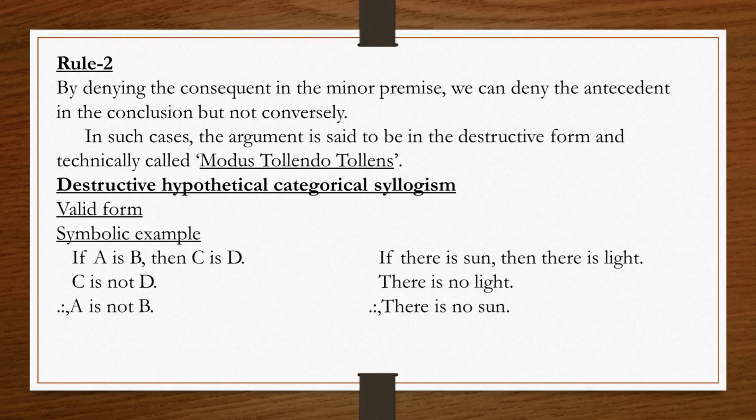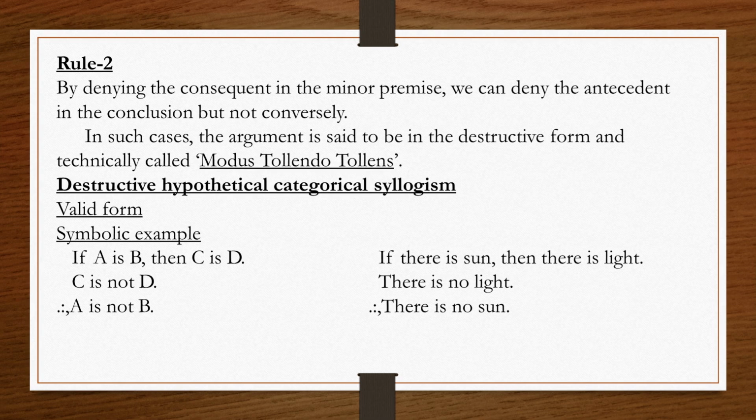Now, let us see one concrete example. If there is sun, then there is light. There is sun is your antecedent, there is light is your consequent. Now, this is your major premise.